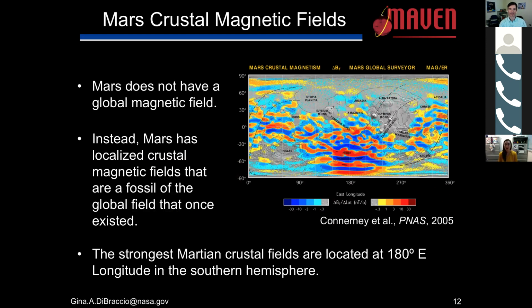So I can even leave it up for anybody that's interested just to look at the different features of the Martian topography with the crustal fields mapped on top too.